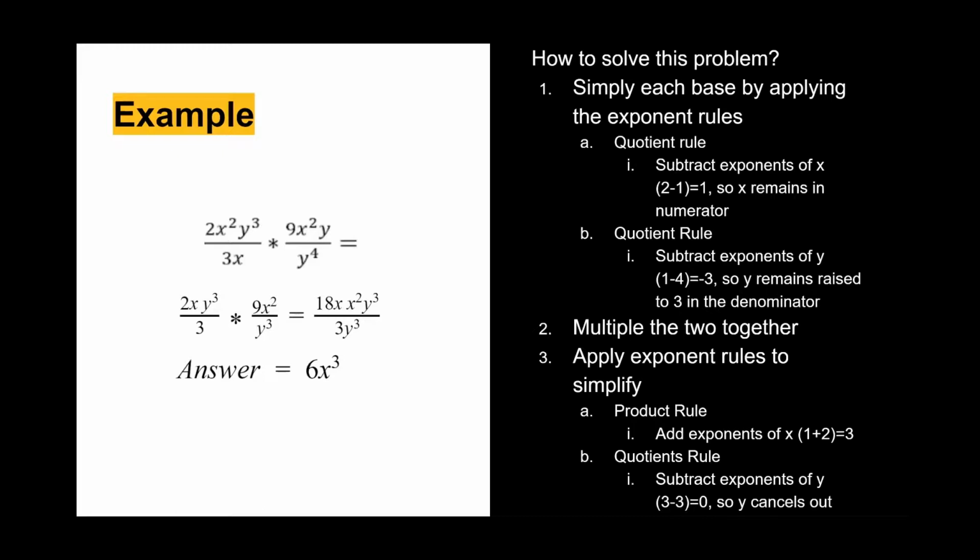So next you multiply the two together, and then you apply the exponent rules to simplify further. So you use the product rule for x, so you add the exponents of x, which are 1 and 2, that equals 3, so then x is raised to the 3rd power. And then you use the quotient rule for y, so you subtract the exponents of y, which are 3 minus 3, so that equals 0, and so y cancels out.